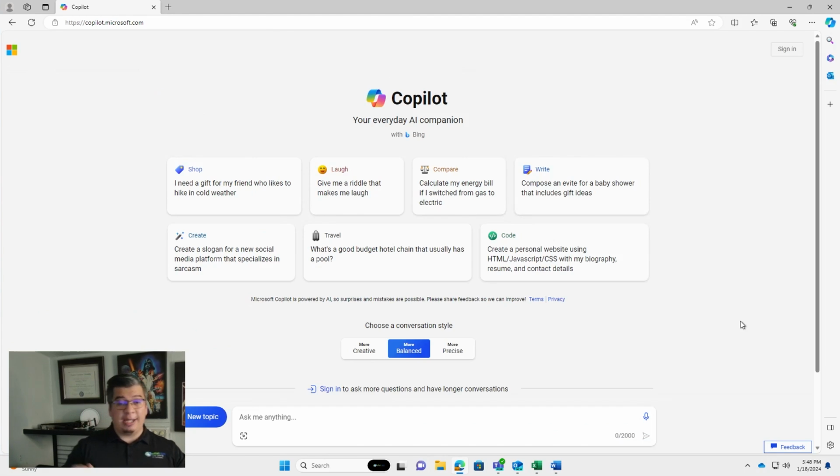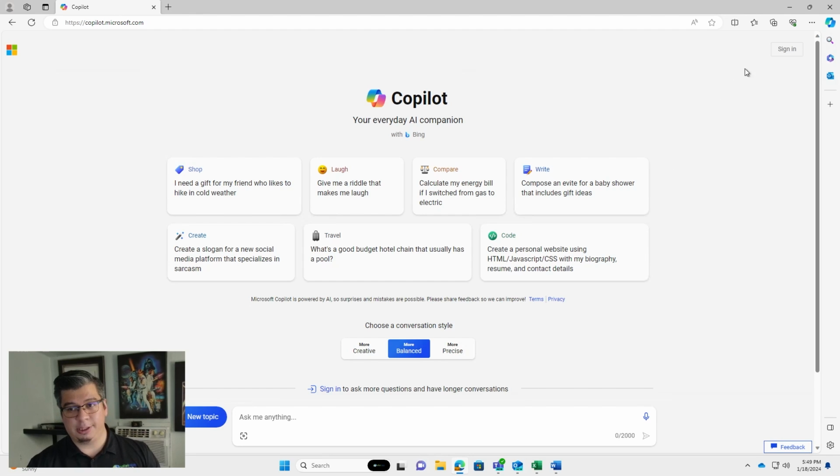Again, right now, I'm not signed into any account. If you go to copilot.microsoft.com, you can play with this yourself and get a feel for what it can and can't do. It's giving me some prompts right up here to give me an idea of some of its capabilities. But again, this is a free version. You do not even have to be signed into a Microsoft account to do some initial interactions with it. But it will warn you down here at the bottom, sign in to ask more questions and have longer conversations. So if you want more capabilities, you got to sign in with a Microsoft account.